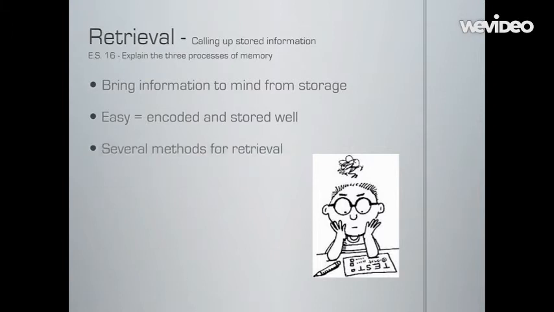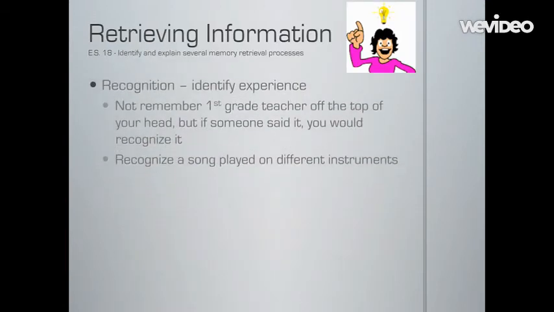There are several methods for retrieval. Okay, we see recognition. Okay, recognition is identifying an experience. Okay, in my example I have on there, you may not remember your first grade teacher off the top of your head, but if somebody else says it, you would recognize, oh yes, I remember that. That's kind of your light bulb moment. Okay, you would recognize the beat of a song that was maybe played on different instruments.